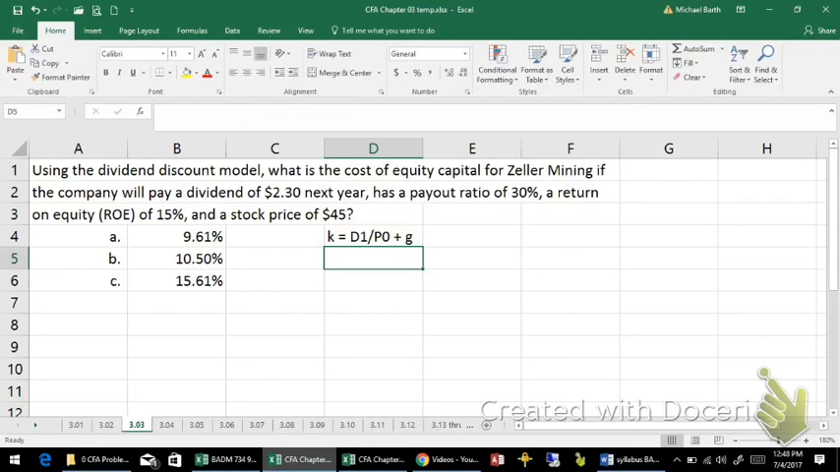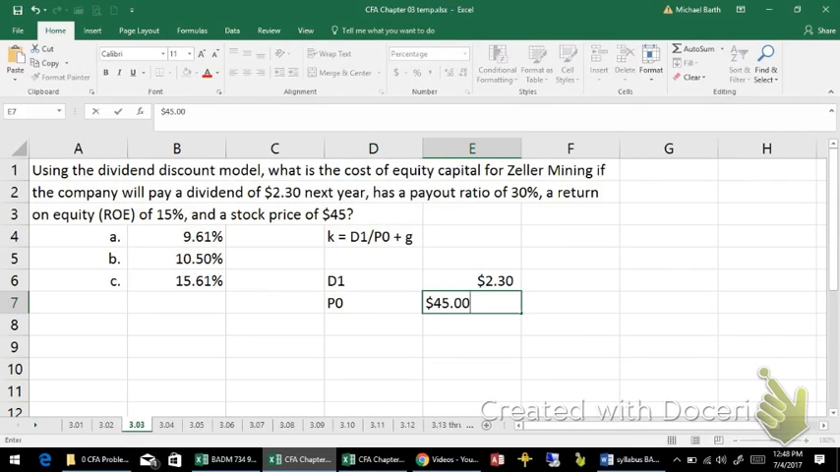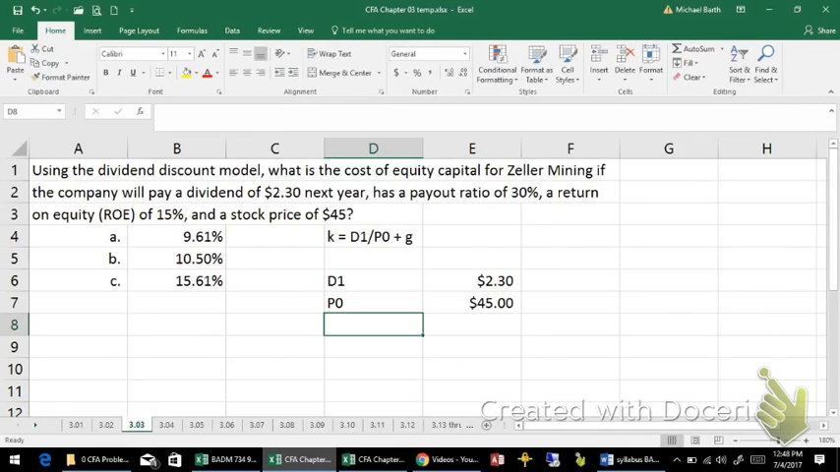But we have a lot of information here, so we have almost all the pieces just laid out in the problem. The dividend next year, and it's the dividend 1 year from now, is what D1 is. Not last year's dividend, not 10 years from now dividend. The dividend over the next 12 months. And that'd be $2.30. The stock price, P0, the price 0 days from now or 0 years from now, is given at $45. So I have D1 and I have P0. Now I need G, the long-term growth rate.